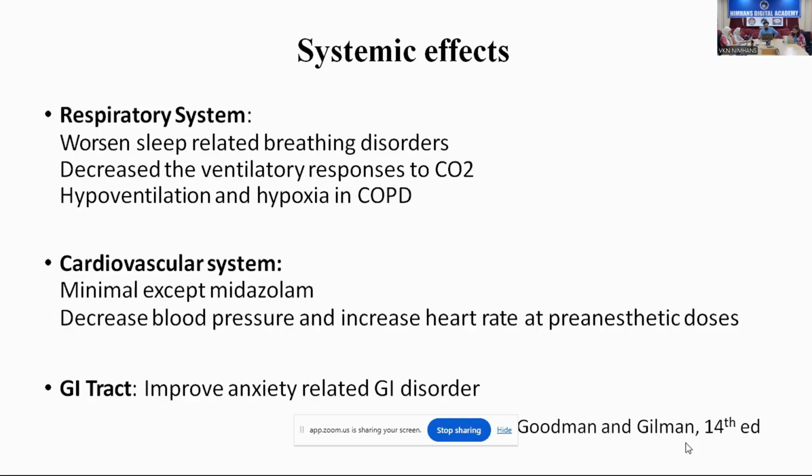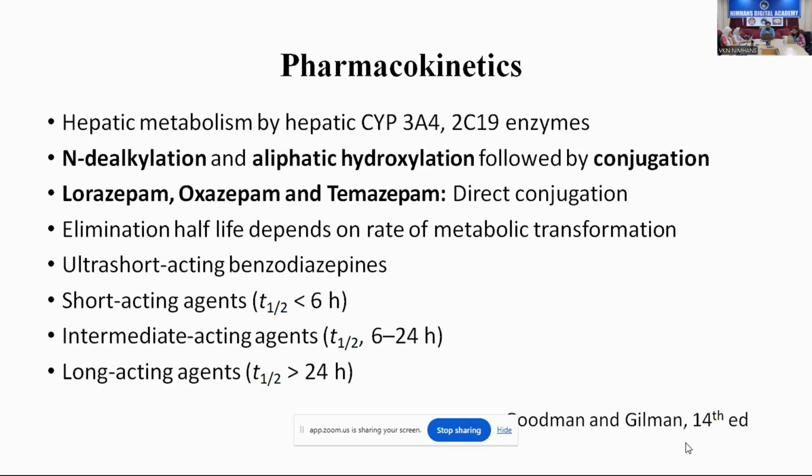Cardiovascular system, again, midazolam is the riskiest in that case. Otherwise, it usually doesn't have much effect; it reduces blood pressure and can cause compensated tachycardia, but again, not much effect. In the GI tract, it improves anxiety-related GI disorders, yes.